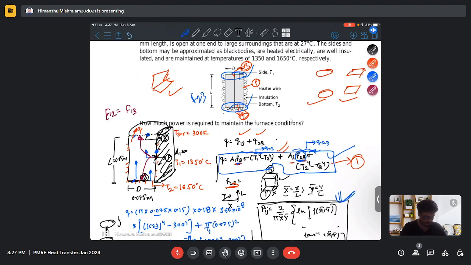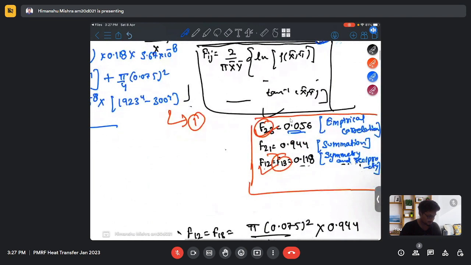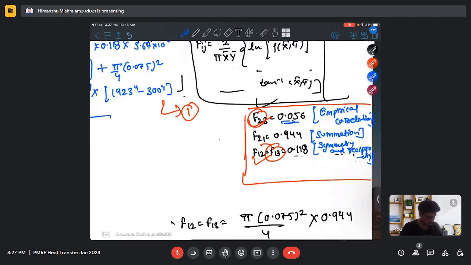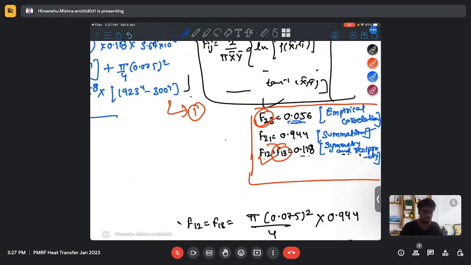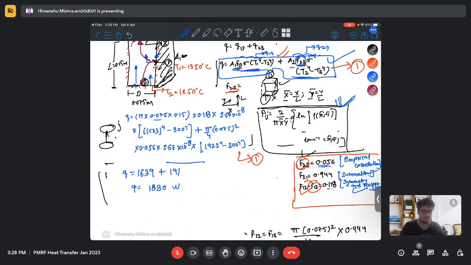That means from bottom to top. Once we get that, we use different analytical concepts like the summation rule, the reciprocal theorem, and the symmetry theorem to obtain the other shape factors. Once we get the shape factors, we just use the Stefan-Boltzmann law, the heat transfer law for the radiation process, to find the total heat transfer.